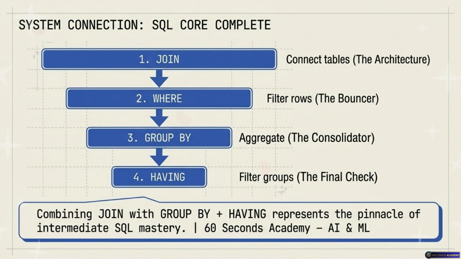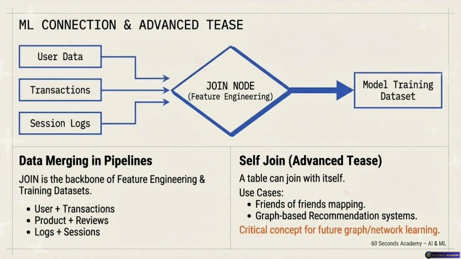But there is one final concept we need to touch on that pushes the boundaries of traditional SQL and acts as a gateway into advanced AI architectures. We've talked exclusively about joining table A to table B, but the relational model actually allows a table to join with itself. The self-join. I've always found the concept a bit recursive, honestly. In what scenario would an ML engineer actually need to join a table to itself?